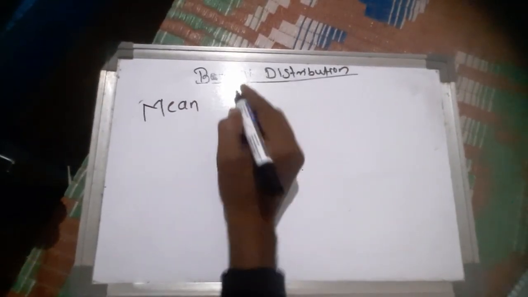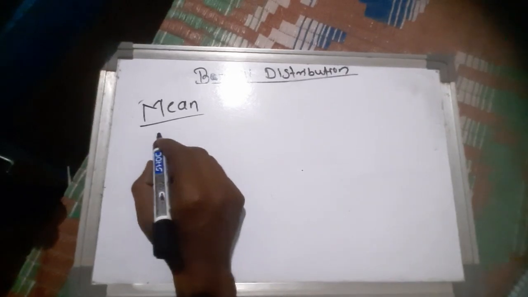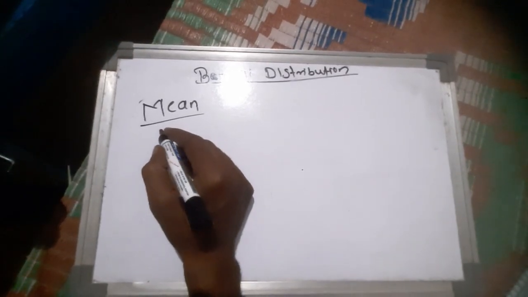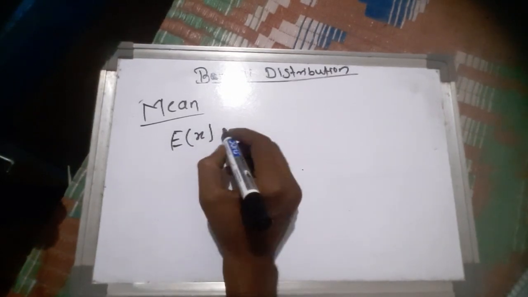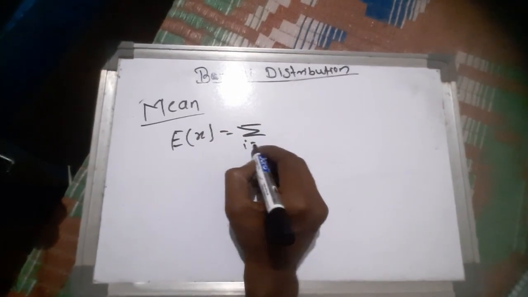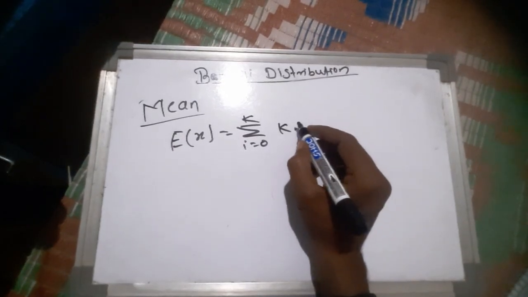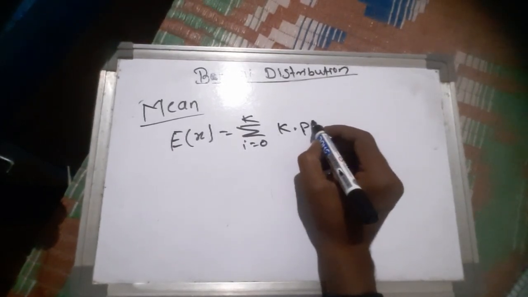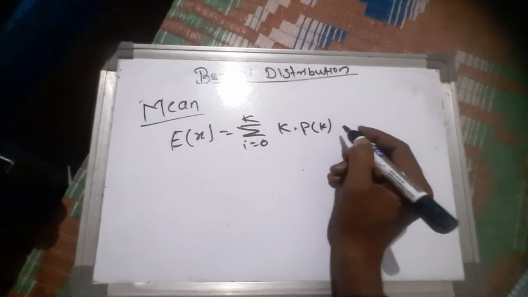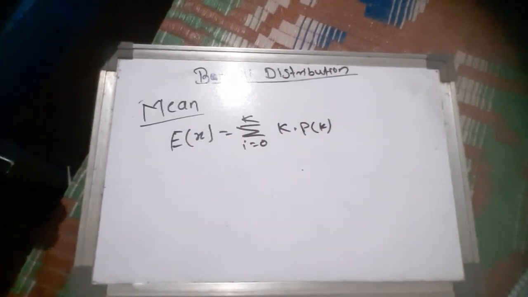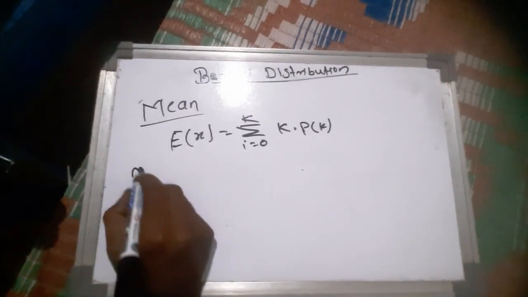Let's start with the mean. What is the mean for a Bernoulli distribution, right? The expected value of x is nothing but the summation of i equal to 0 to k, k multiplied by P(k). This is the formula for the mean of a Bernoulli distribution. Similarly, we talk about the median.